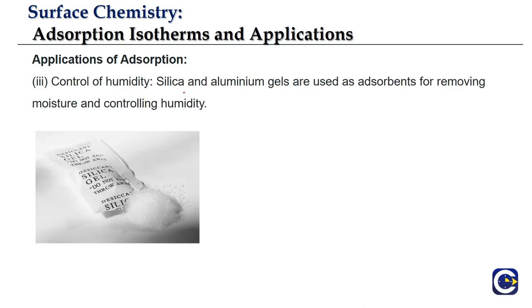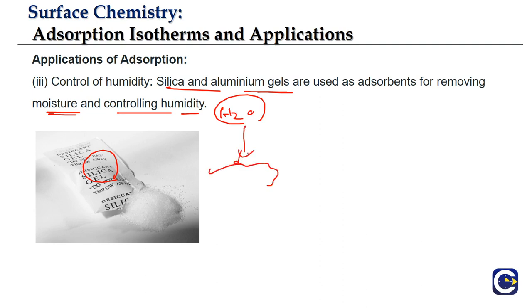And the common thing that we will see around us is we would have seen these packets of silica and aluminum gels. They are generally used for removing moisture. So we do see them in some computer parts, etc. These silica gels come in packets where they will be able to control the humidity. Any air or moisture in the atmosphere will get adsorbed on the surface of the silica. So this is another common application of controlling the humidity.